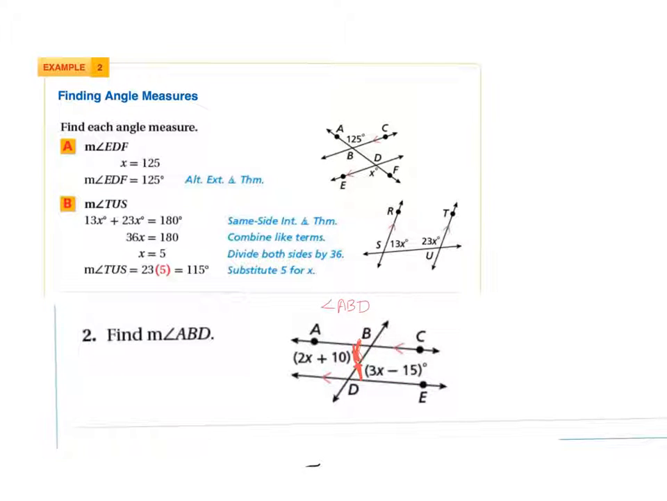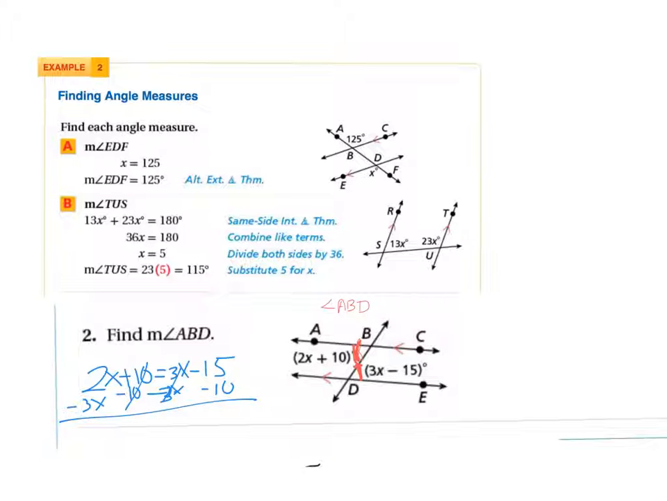We know that alternate interior angles are congruent, and congruent means that they're the same measure, or equal in a sense. So 2x plus 10 equals 3x minus 15. And then we solve for x, and we're going to plug that value back in. So I can subtract 3x from both sides, and I'd also subtract 10 from both sides. So let's do it all at once.